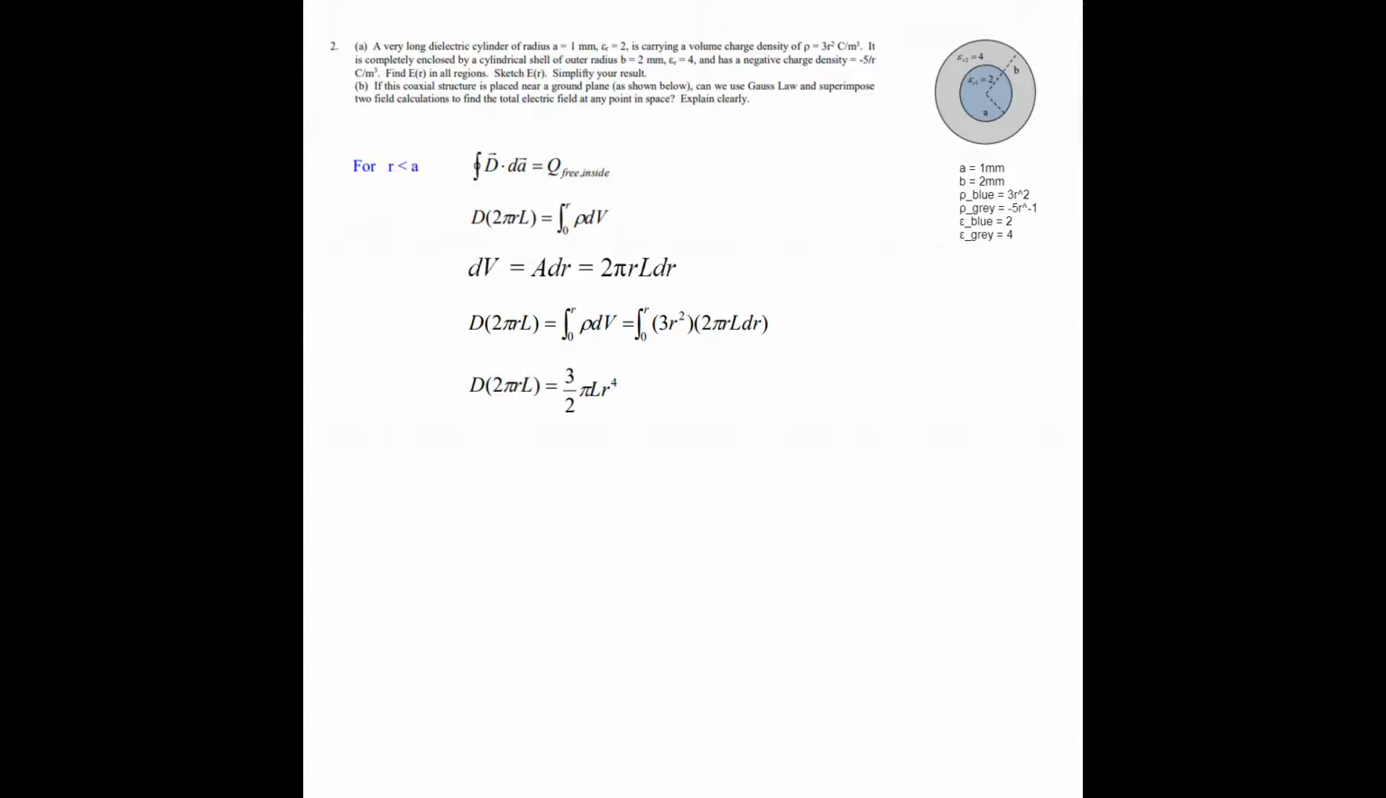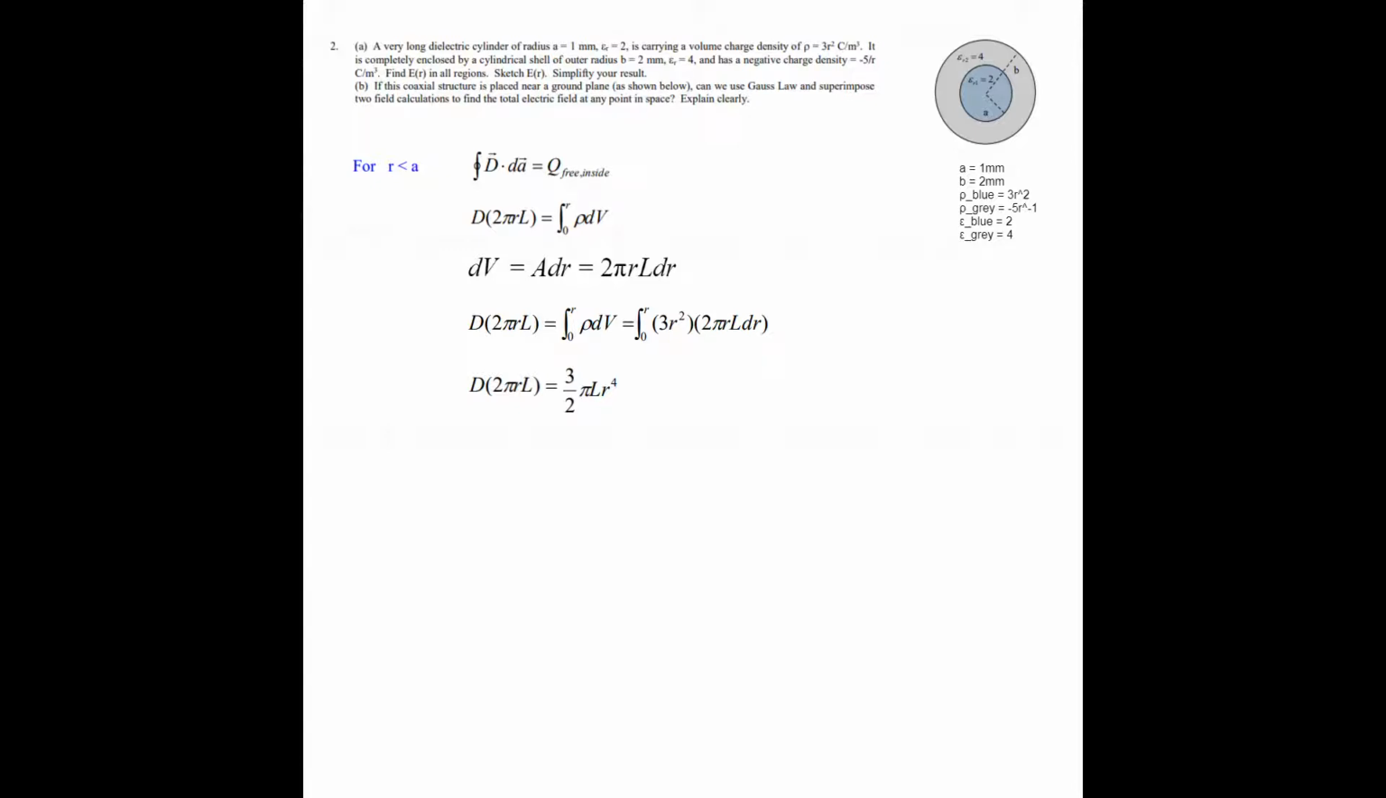Obviously, we can't cancel r before we do the integral because that would clearly make the problem incorrect. But why shouldn't we cancel out the 2 pi L before we perform the integral? The reason is, you'll notice that this 3/2 pi L r to the fourth actually gives us a representation for the Q free inside.